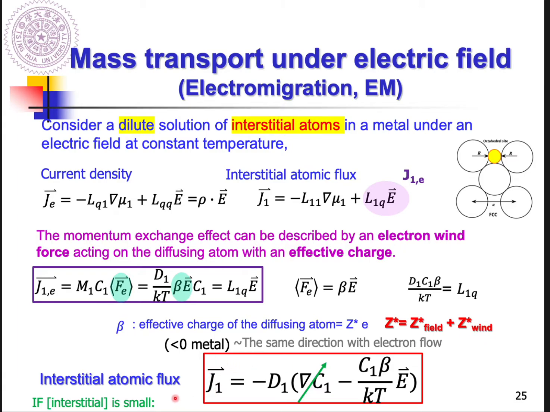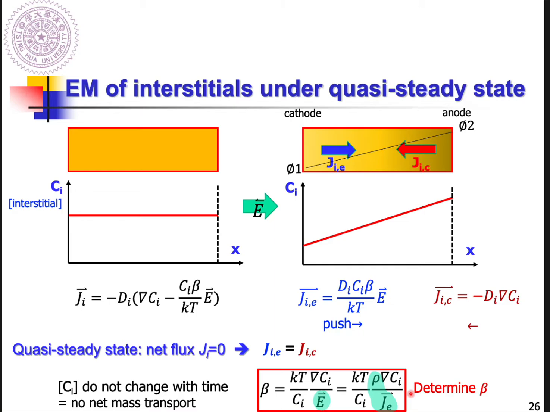Okay, so after substituting this term here, you get the interstitial atomic flux expressed like this. And if we assume it's dilute doped, I mean the concentration of these interstitial atoms is quite small and there's no gradient on it, you can just simplify the atomic flux to this term. And then this slide is going to demonstrate how we measure the beta, this effective charge.